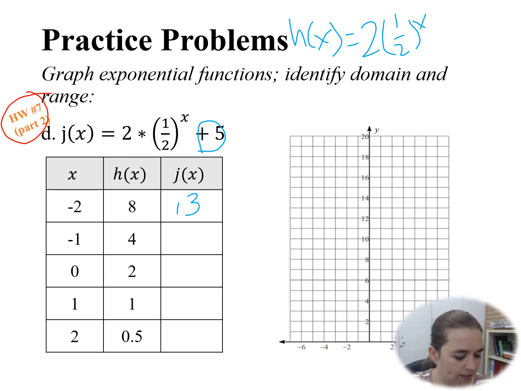If I do the same thing, now I'm going to plug in -1. Well, this time I find out that the answer is 9. When x is 0, well, I get 2 times 1 plus 5. When x is 1, well, I get 2 times 1/2 plus 5. When x is 2, well, I get 2 times 1/4 plus 5.